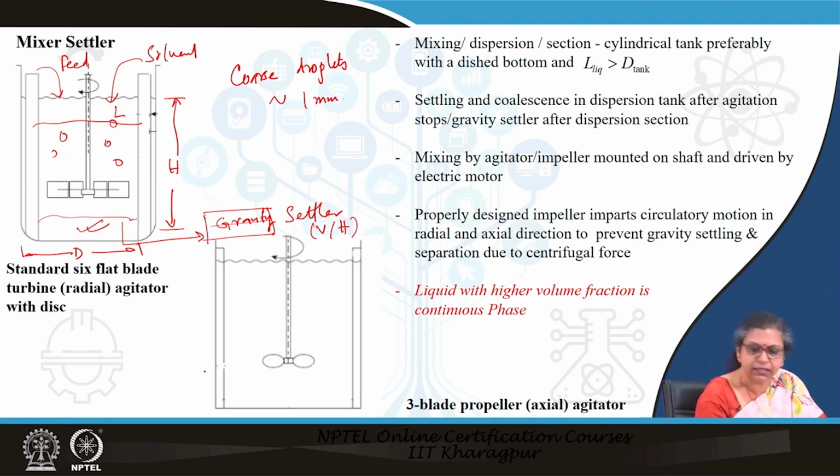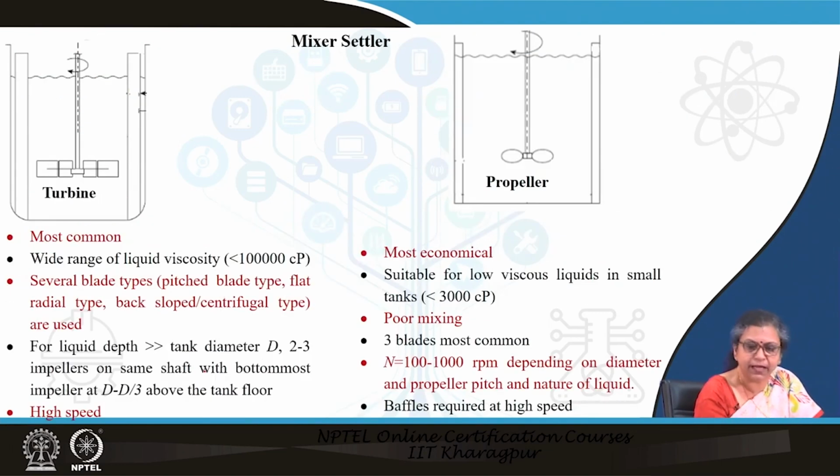Now, regarding the agitator part, normally as I have told you, we go for a turbine or we go for a propeller. Most common is turbine. Quite naturally it can be used for a wide range of liquid viscosity. Several types of designs are possible. We can have the pitched blade type where the blades are inclined at 45 degrees and they can give both an axial as well as a radial dispersion.